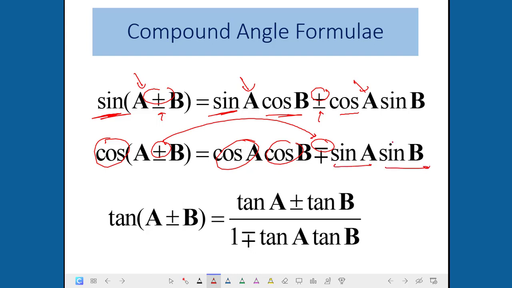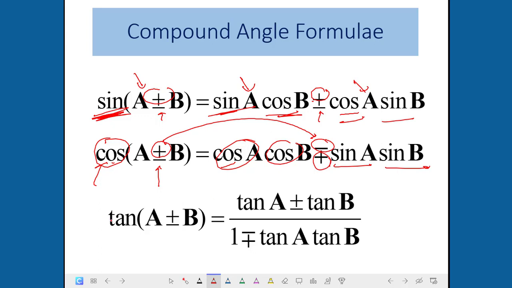Okay, for sine, it is sine cos plus cos sine. But for cos A plus B, it is cos A cos B minus sine A sine B, and for cos A minus B, you get cos A cos B plus sine A sine B.